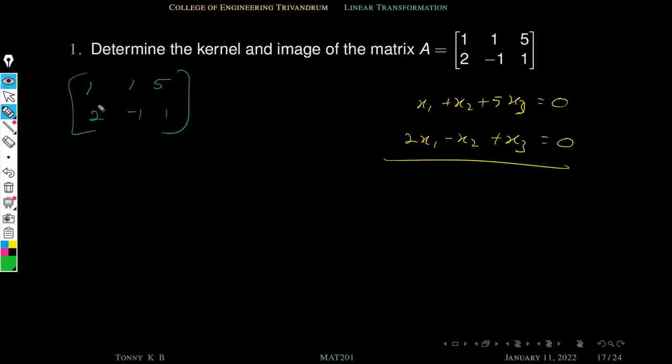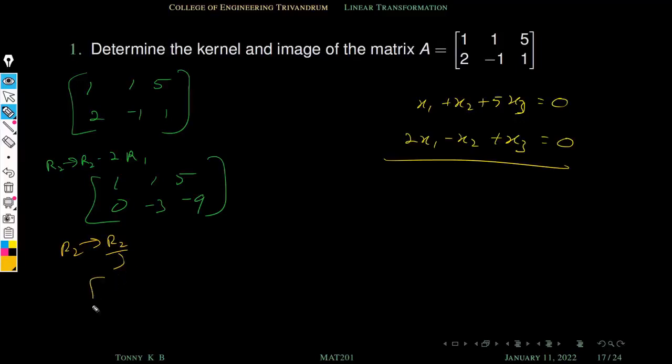First, you have to make this term 0 using this one. That means R2 goes to R2 minus 2R1, right? So what happened? Okay, so the matrix is like this: 0, -3, -9. Now you can divide by 3. That means R2 goes to R2 by 3. So this matrix becomes 1 1 5, 0 -1 -3.